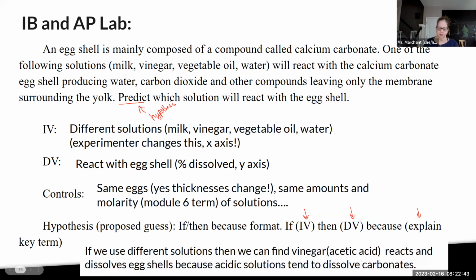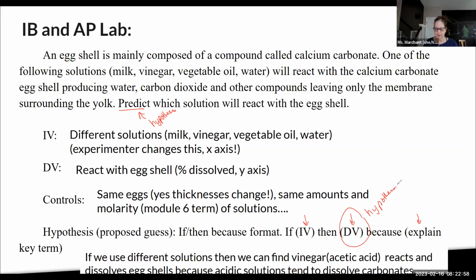Make sure when you're doing your proposed guess, you also guess the answer. Okay, so if we do this, then this happens. Make sure that DV part is going to include what your hypothesis is. Okay, because if you just had said, if we use different solutions, then we'll have different percent dissolved rates, that is not going to be detailed enough. Decide, pick one. It can be wrong. It is okay for hypotheses to be wrong.